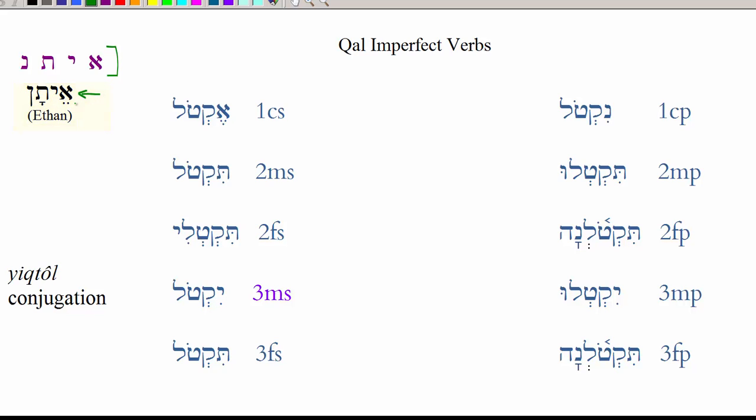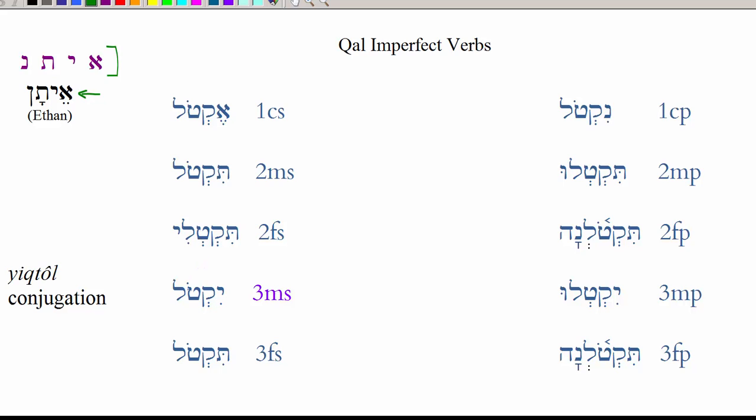tav, nun, Eitan. The imperfect conjugation in any imperfect verb will always begin with one of these four letters, aleph, yod, tav, nun. If you see a verb that does not begin with an aleph, yod, tav, or nun, then you are not looking at an imperfect, and that's true for Qal or any other stem.